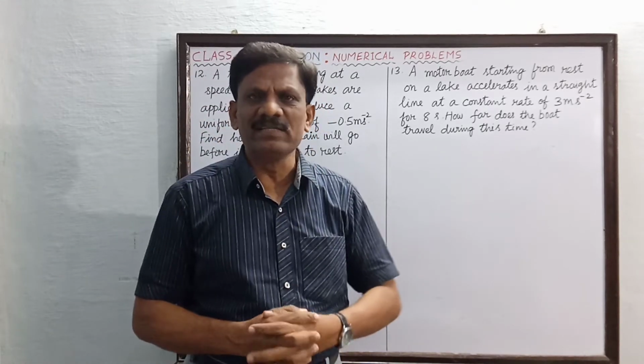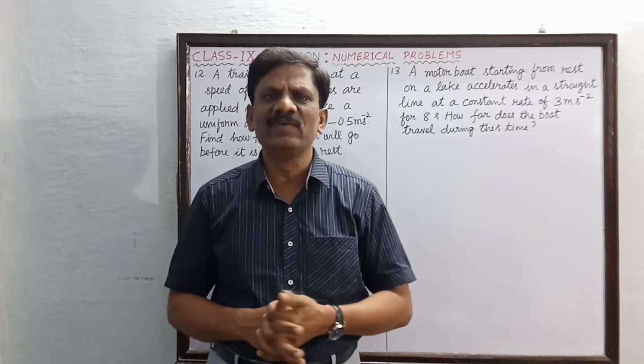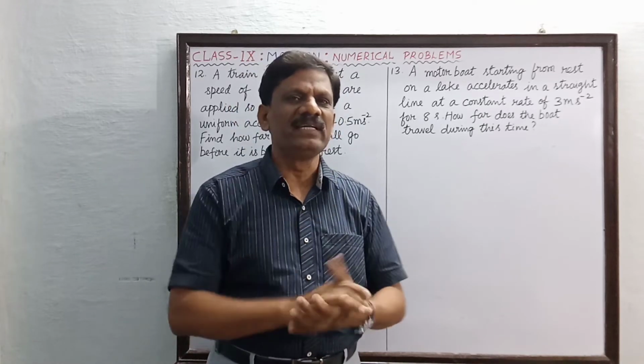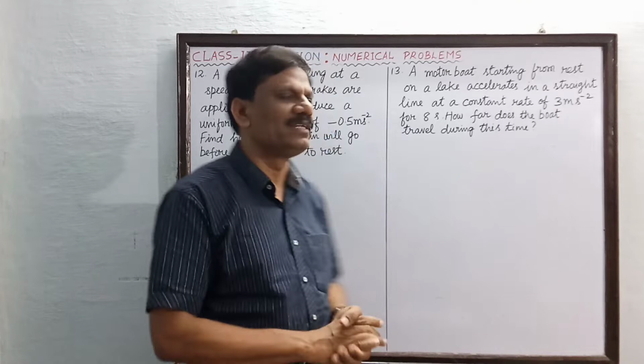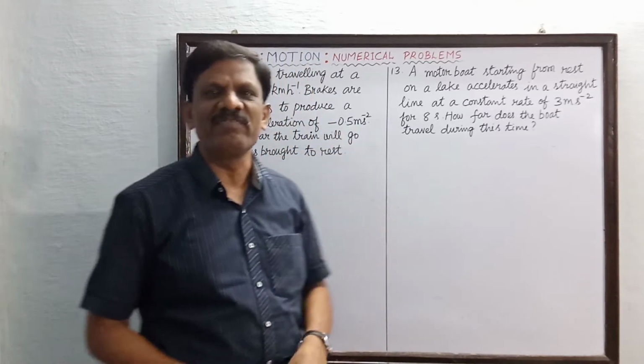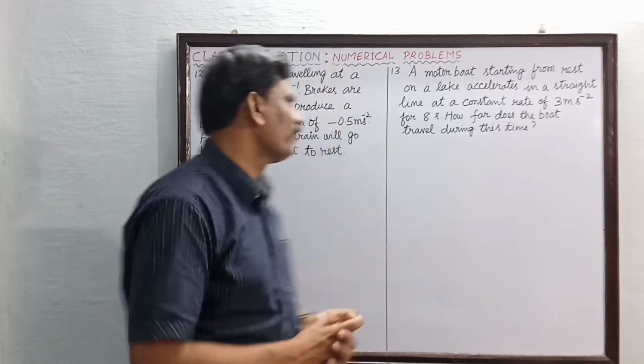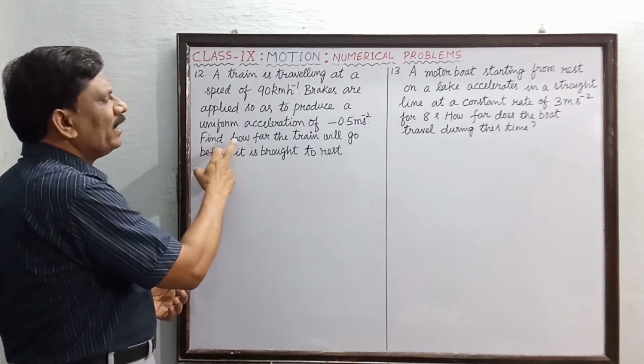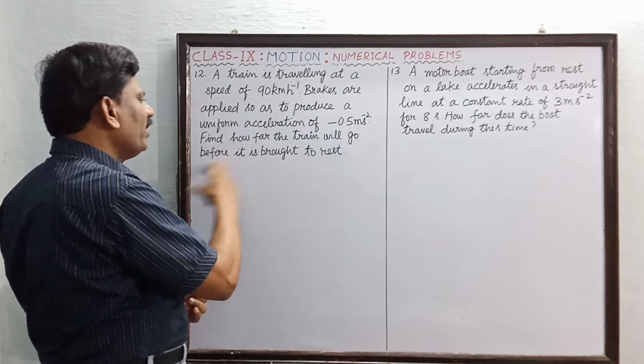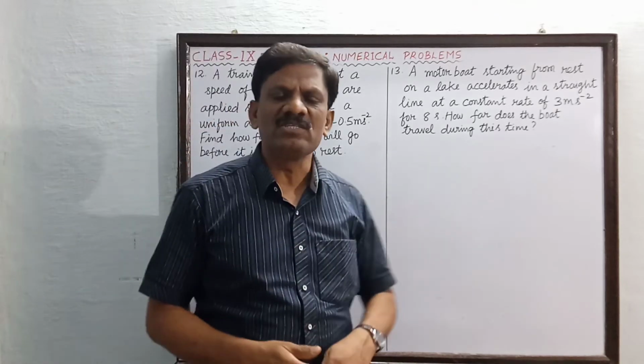Will the velocity increase or decrease? Yes, it will decrease. So, the train will have a negative acceleration. That is why they have given minus 0.5 meter per second square. It is retardation or deceleration. Find how far the train will go before it is brought to rest.